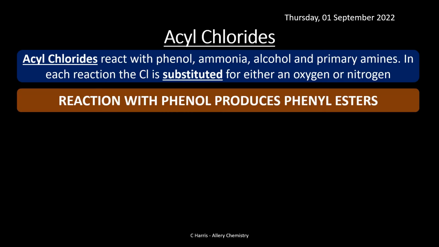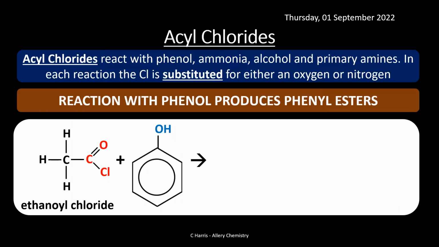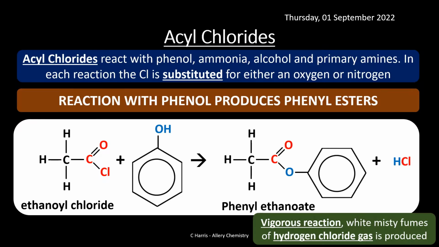So let's have a look at the reaction with phenol. Now, acid chlorides will react with phenol. There we are. Ethanoyl chloride will react with the phenol, and that will produce your phenyl ethanoate, so it's an ester, and hydrogen chloride gas. Again, a vigorous reaction, and I've tried to color code it so you can see where the elements are.